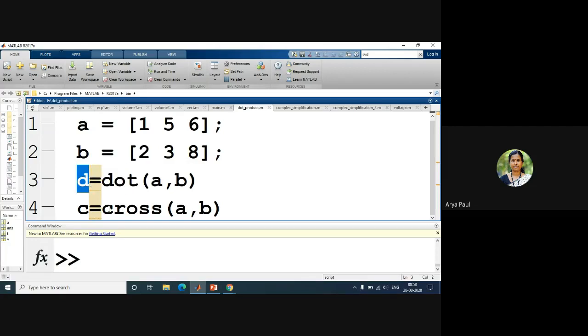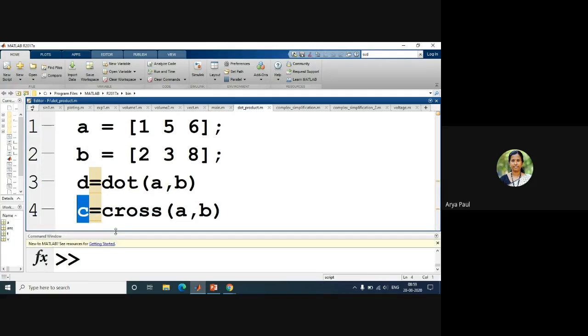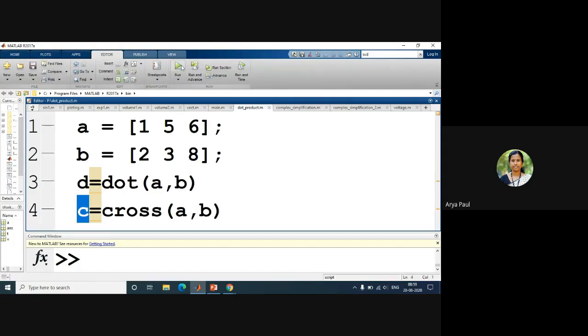Cross product of A comma B, A cross B, will be a vector quantity, because it has an i component, j component and k component, isn't it? So cross product of A comma B will give you C. What is C? C is the cross product of A comma B. This is how you can find the dot product and cross product. Let me run this code.